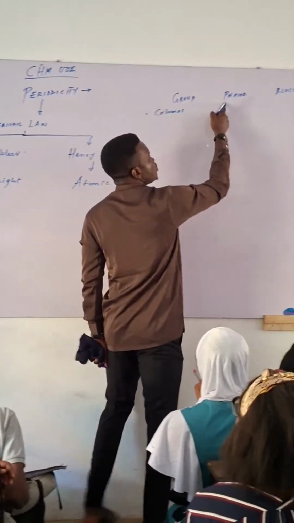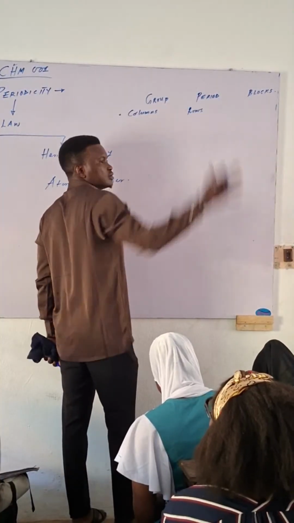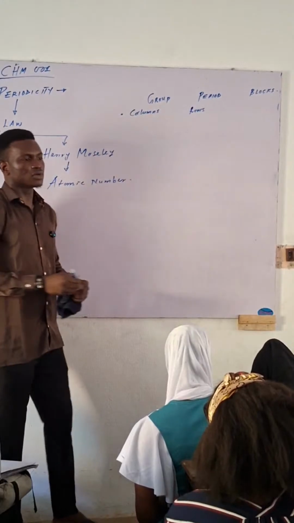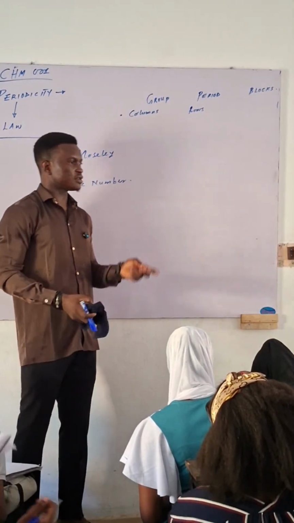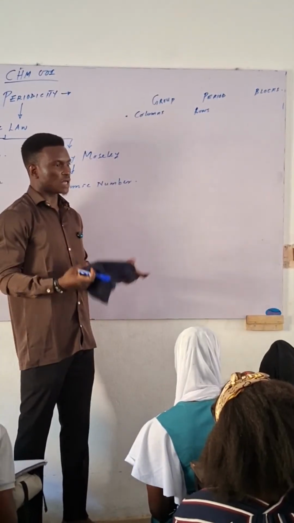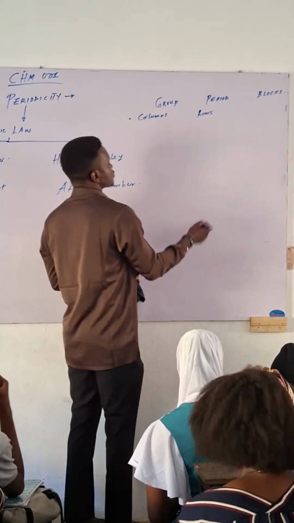Your block, your period are the rows. Then the position is the block. Now, who asked about the nodal plane that day? I think it was the same thing I was saying, but maybe I can explain it better to you.